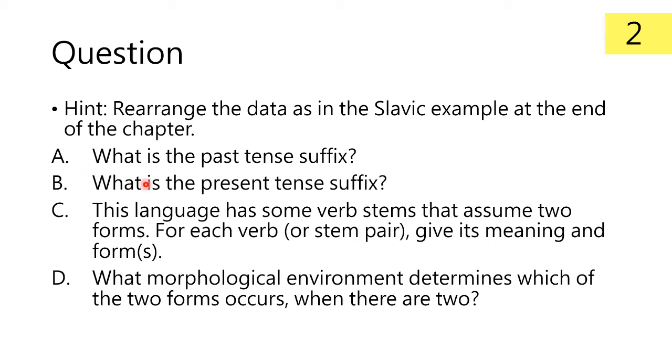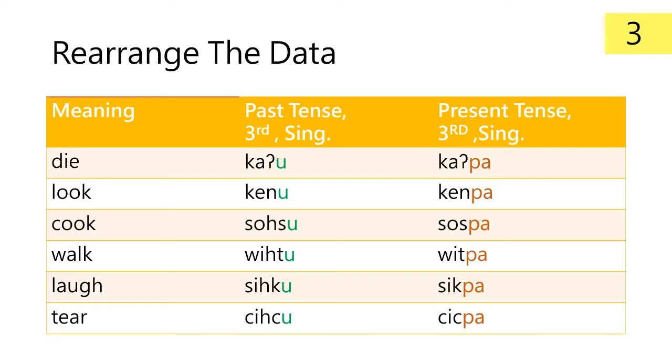Question A asks, what is the past tense suffix? And question B asks, what is the present tense suffix? So, we have to rearrange the data. At first, we found that there are 6 verbs in the data. Each of the verbs has 2 tenses, which are past tense and present tense.